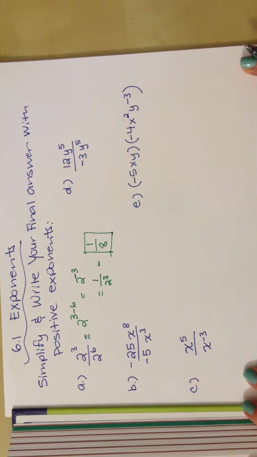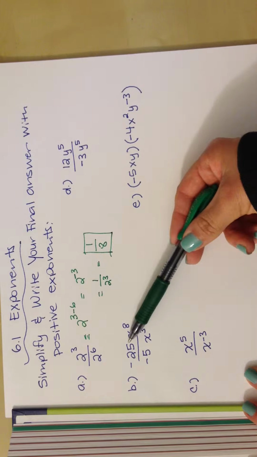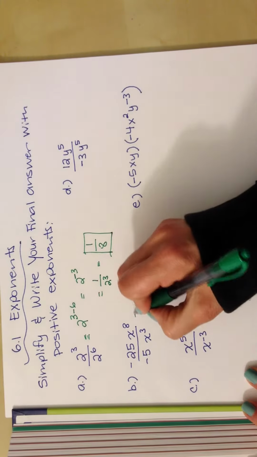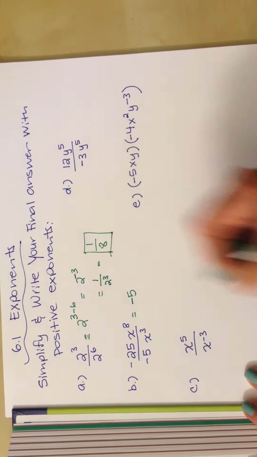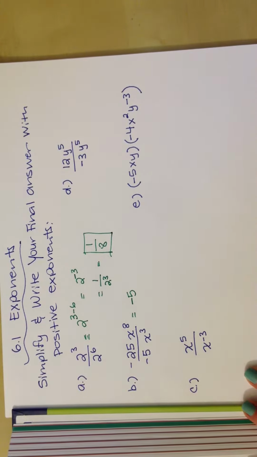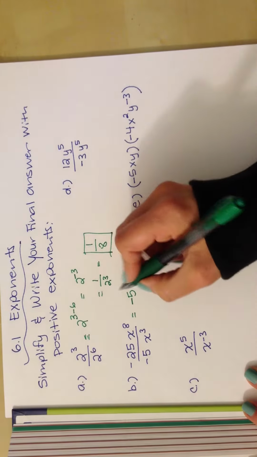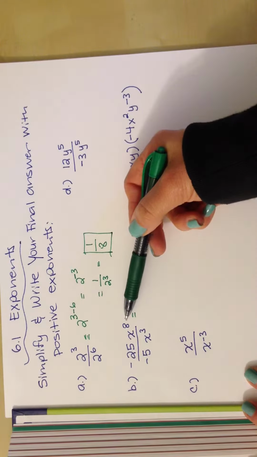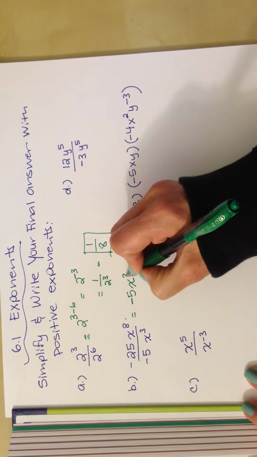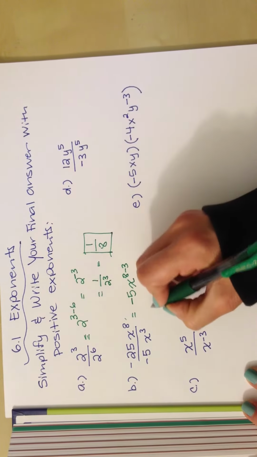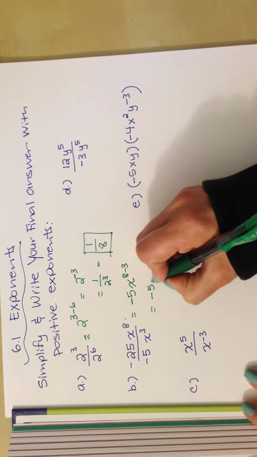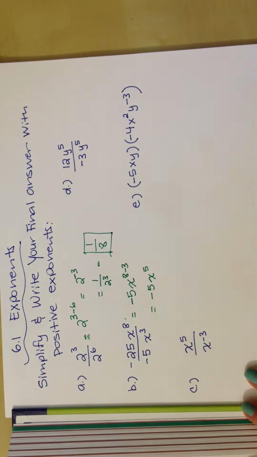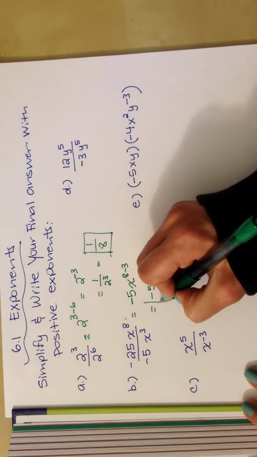For example B, since I have negative 25 divided by negative 5, we just divide those like we normally would. We get negative 5, and then of course, since I have the same base, x, I will subtract my exponents, numerator exponent minus denominator exponent, always in that order. This gives me negative 5x to the 5th. Since I have no negative exponents in my answer, this would be my final answer.